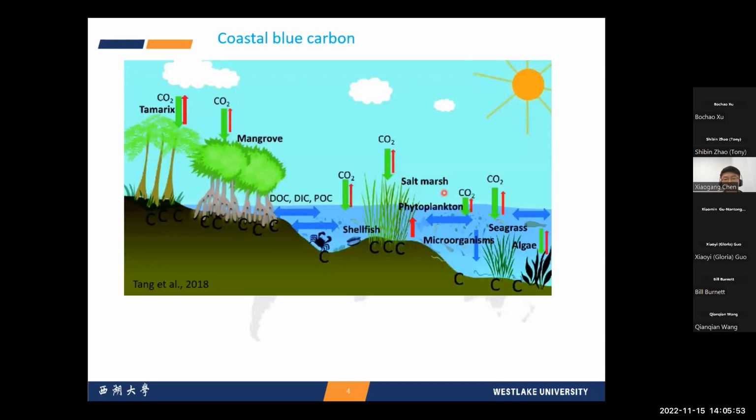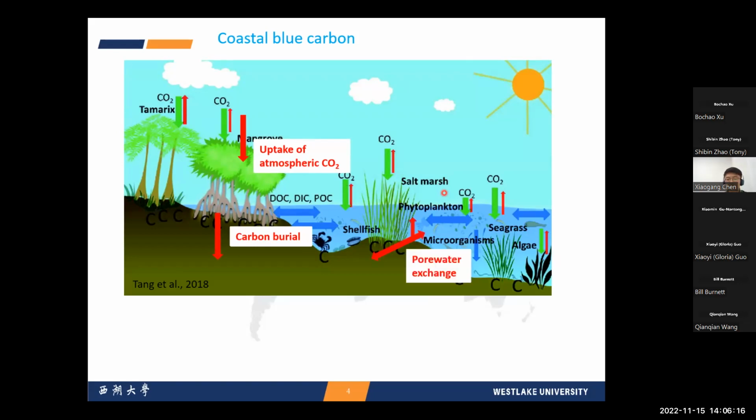So there are kinds of aquatic systems such as the mangroves, salt marshes, and seagrasses. And these wetland vegetations can fix atmospheric CO2 and store this carbon into the sediment. And part of the sediment carbon can be exported via the Porewater exchange and the carbon outwelling process. And also some of the greenhouse gases, such as CO2 and CH4 from the Porewater exchange will be released back into the atmosphere. So we call these aquatic systems coastal blue carbon systems.